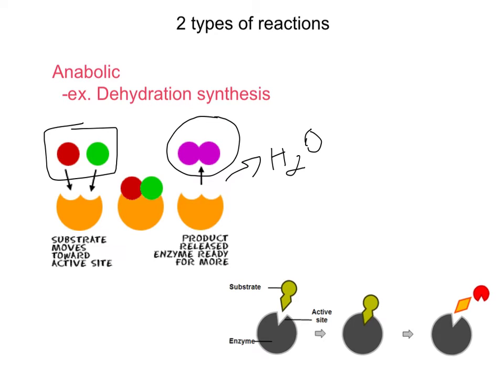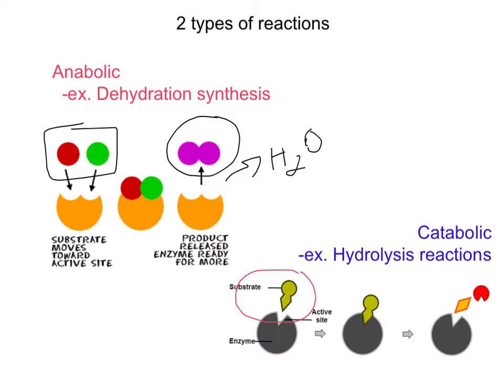The other type of chemical reaction that can happen is the opposite, which is called a catabolic reaction, or hydrolysis reaction. Sorry, my box shrunk on me somehow. I'm not really sure what happened. So the catabolic reactions are going to break things down. An example here would be a hydrolysis reaction. In this picture down here, we have this substrate that's headed into the active site of the enzyme.